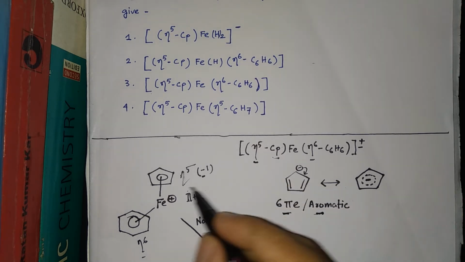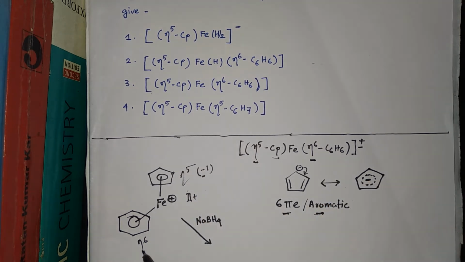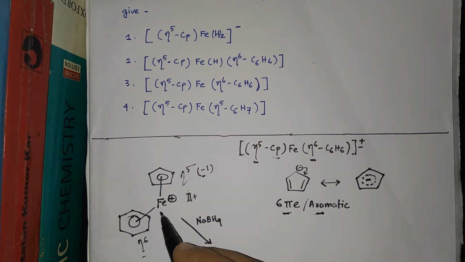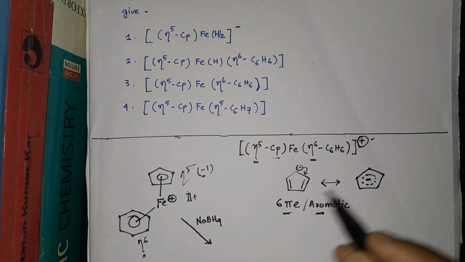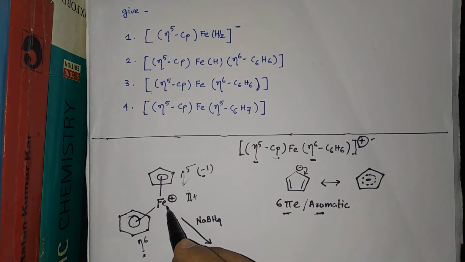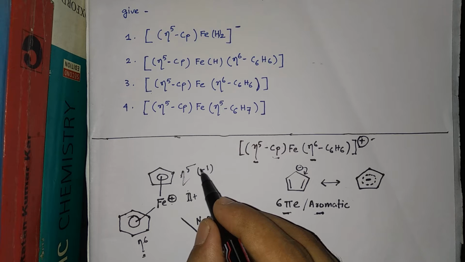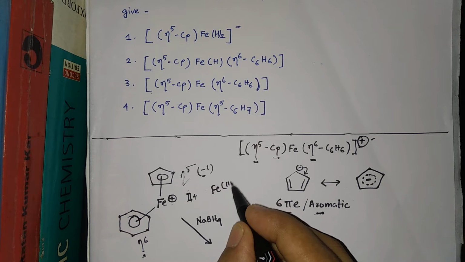Eta 5 means the 5 carbons of this Cp ring are equidistant from the iron, and eta 6 means the 6 carbons of this benzene ring are equidistant from the iron. Now the Cp has a negative charge. This complex already has a positive charge on it, and therefore the positive charge we can write on the iron, and one more positive charge will come to neutralize this Cp negative charge. So here iron is in the +2 oxidation state.